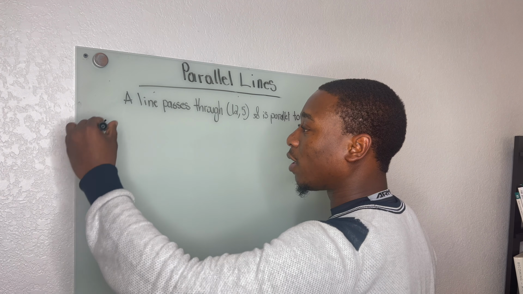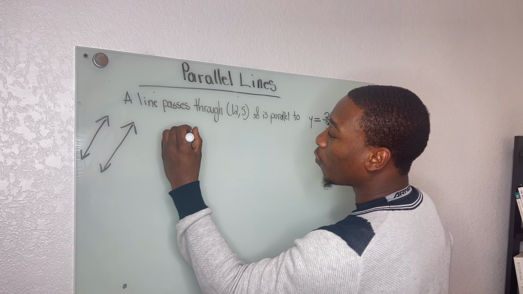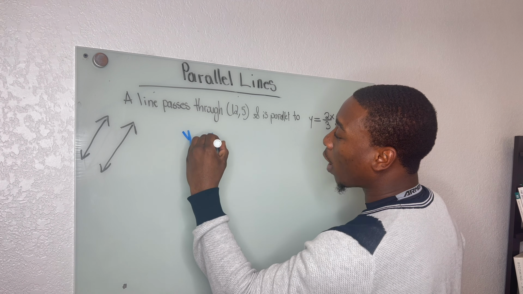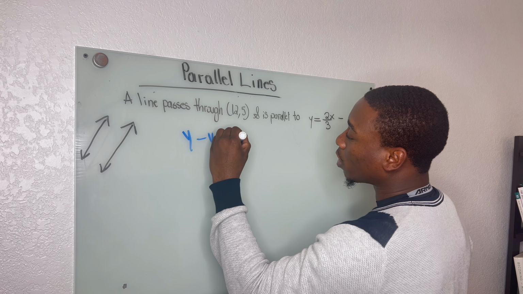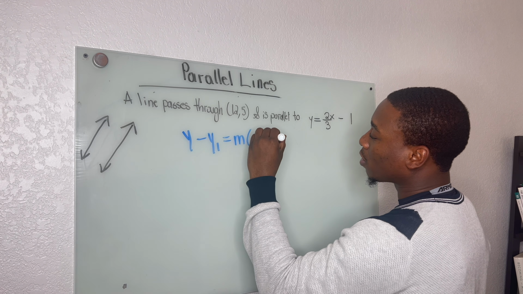And the formula that we use with these type of problems is going to be called the point slope formula. And it looks something like this. We have y minus y1 is equal to m, and then in parentheses x minus x1.